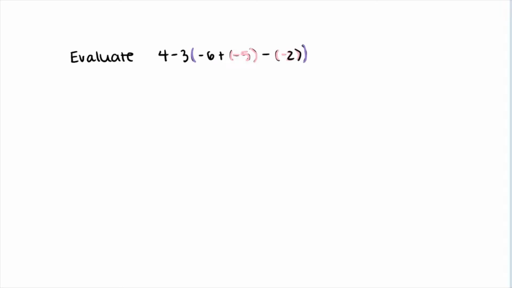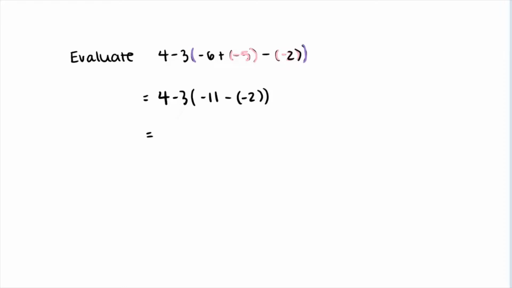So this is equal to, well, we still have that 4 minus 3. We don't want to compute that because there's multiplication involved with the parentheses on the right. So we have negative 6 plus negative 5. This is negative 11, right? If I owe $6, I owe 5. Put them together, I still owe 11. And then we have minus negative 2.